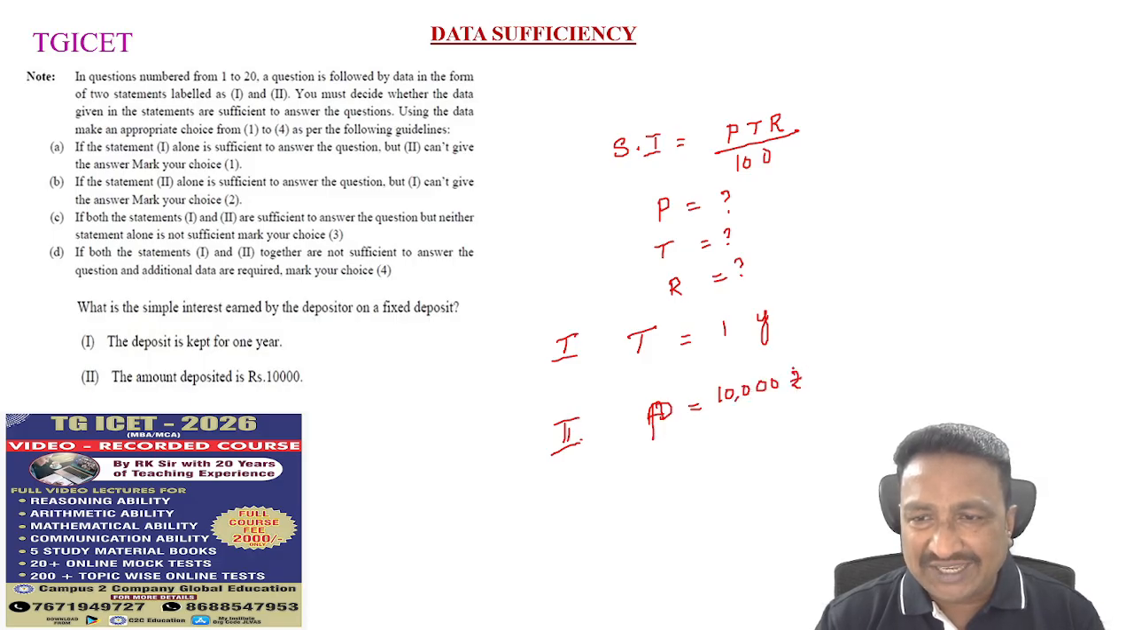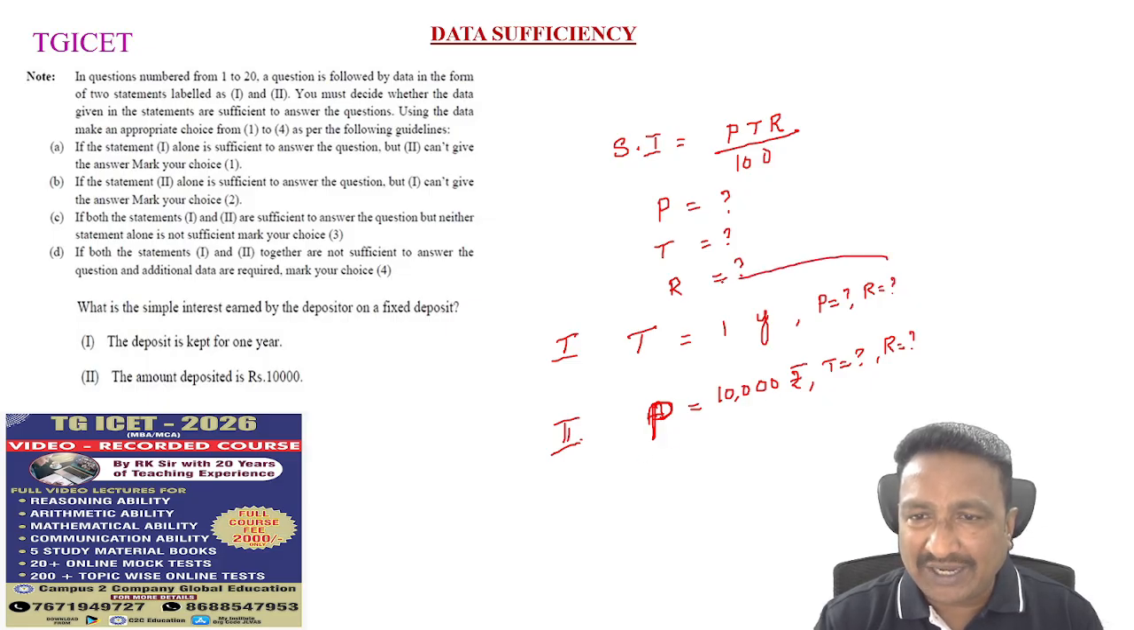So according to the second statement, we know only the principal, but we don't know the time period and the rate of interest. So the second statement alone also we cannot decide, right? Because from the first statement we don't know the principal or the rate of interest, so we cannot find the answer from the first statement. And from the second statement alone we don't know the time period value or the rate of interest value. So the second statement also cannot give the answer.